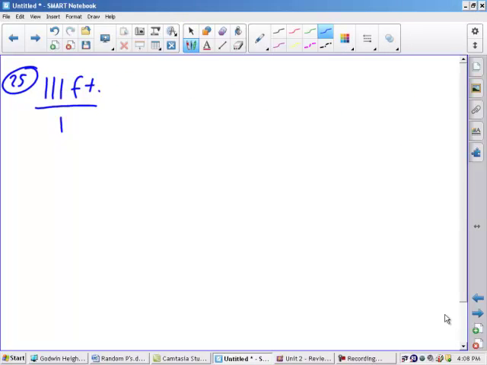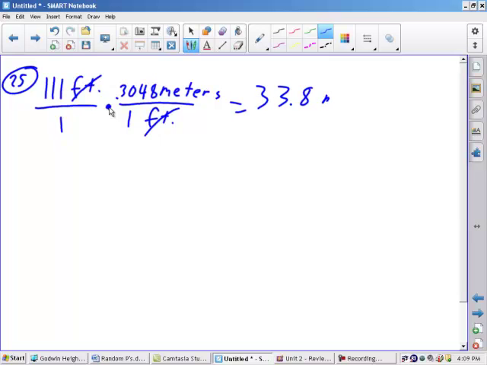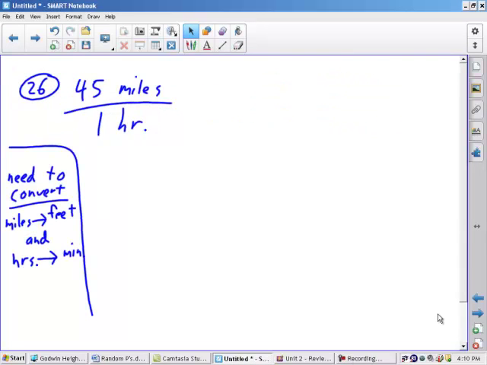25, another conversion. They want you to change 111 feet into meters because they ask how tall this is in meters. I start with 111 feet, put it over 1, and then times it by your conversion factor. I know that feet's going to be on the bottom and meters are going to be on top. And as I look at your conversion chart, 1 foot is the same as 0.3048 meters. What's going to happen is my feet are going to cancel out. I then multiply on top, and you get 33.8 meters. And you're done.